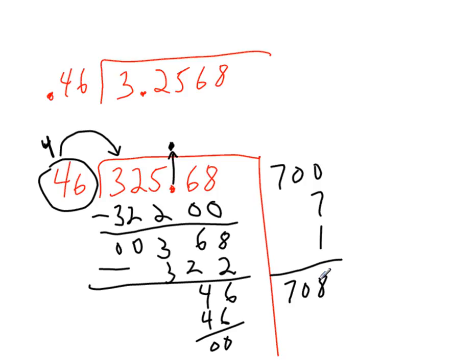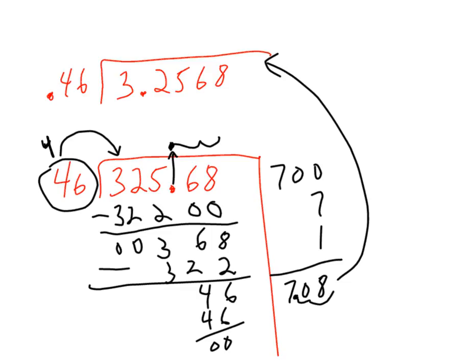Now, 708 times 46 goes into 32,568. My answer, if I look up here, should have 2 decimal jumps. So let's put those 2 decimal jumps in here. So the answer is 7.08. So back to the original question. How many times does 0.46 go into 3.2568? And the answer is 7.08.